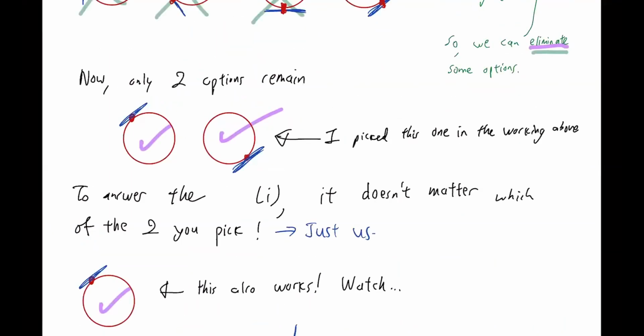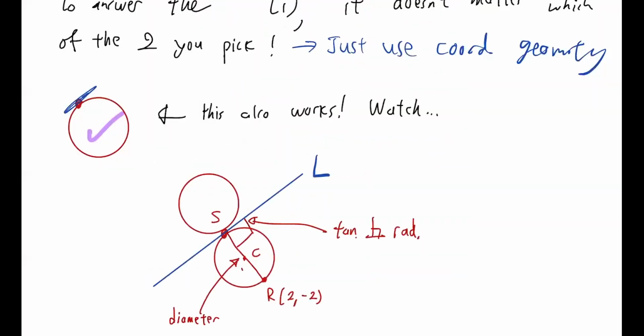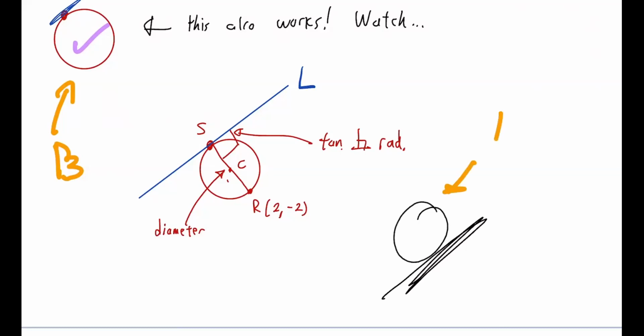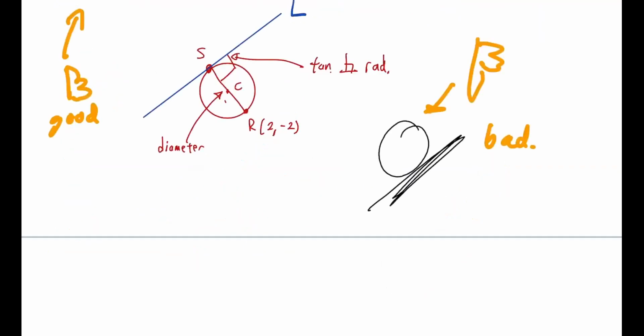This one, just add one more comment. Just use coordinate geometry. Maybe I should clarify. I'll use a different color. This is thumbs up, correct? This. No. Bad. How do I? This one is correct. This one is wrong. Okay. Good. This one is bad, but still okay, because we can use coordinate geometry.